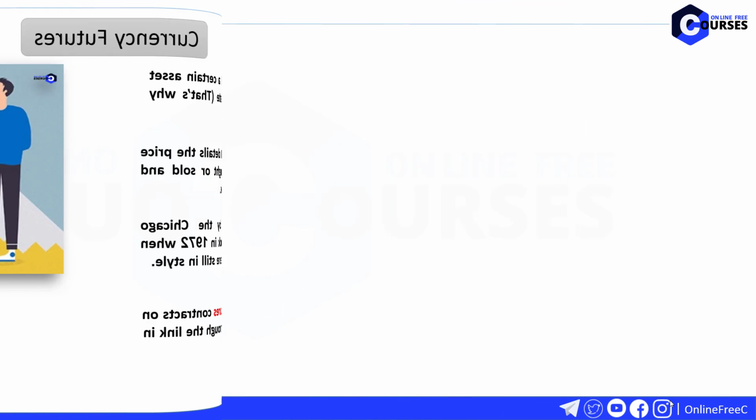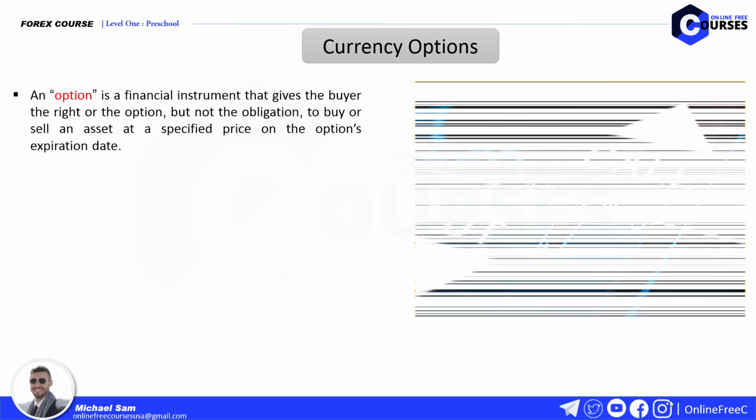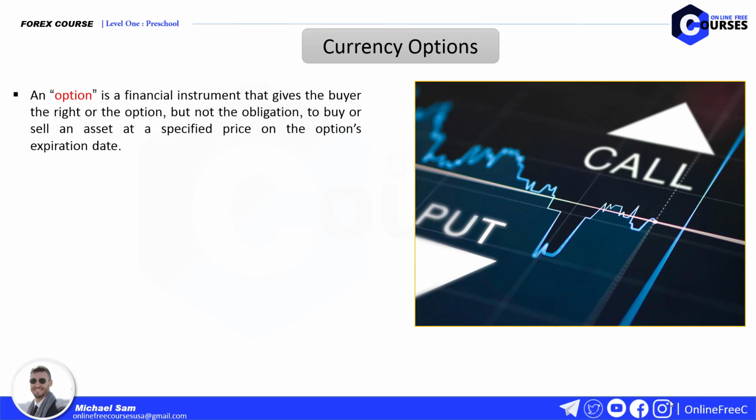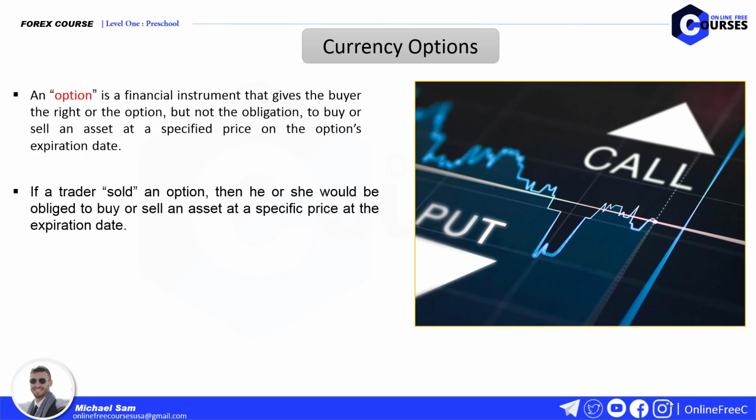description. Currency options. An option is a financial instrument that gives the buyer the right or the option, but not the obligation, to buy or sell an asset at a specified price on the option's expiration date. If a trader sold an option, then he or she would be obliged to buy or sell an asset at a specific price at the expiration date.